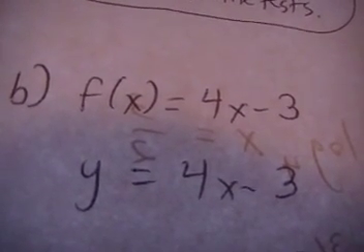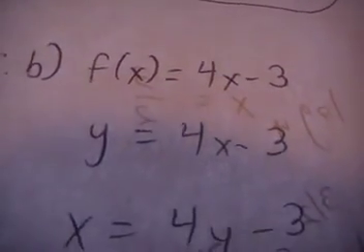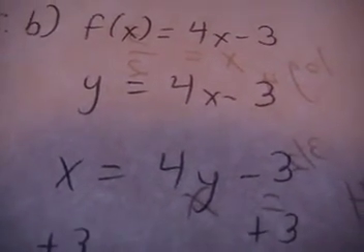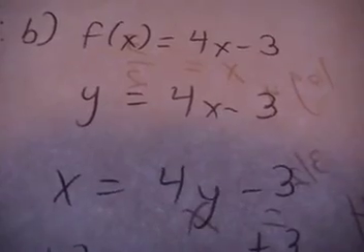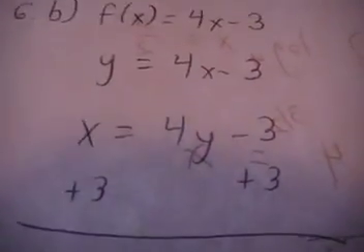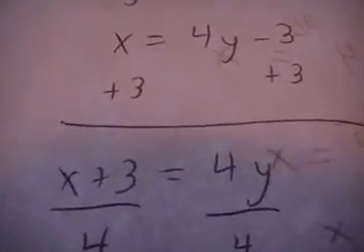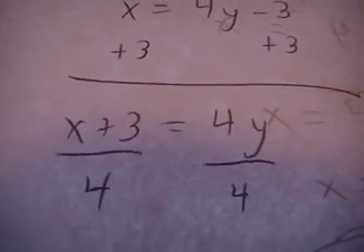So then, here's what the definition of an inverse is. An inverse is when the x's and the y's switch places with each other. Everything's reversed. So we put the x where the y is, and we put the y where the x is. X equals 4y minus 3. Now you just solve for the y. Get the y by itself again. So I can add 3 to both sides. X plus 3 equals 4y. Divide both sides by 4.